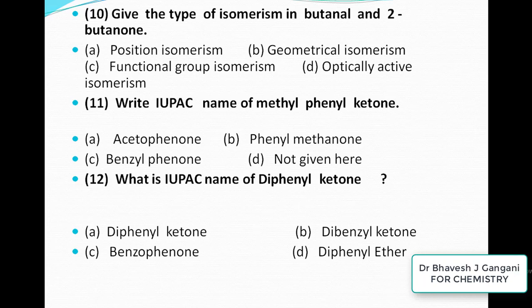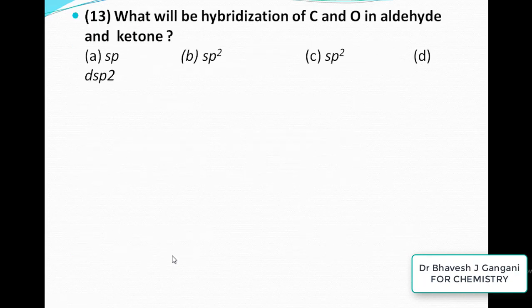2-phenyl ring is attached with a carbonyl group, so it is known as a benzophenone. So IUPAC name of diphenyl ketone is nothing but benzophenone. Now question number 13. What will be hybridization of carbon and oxygen in aldehyde and ketone?